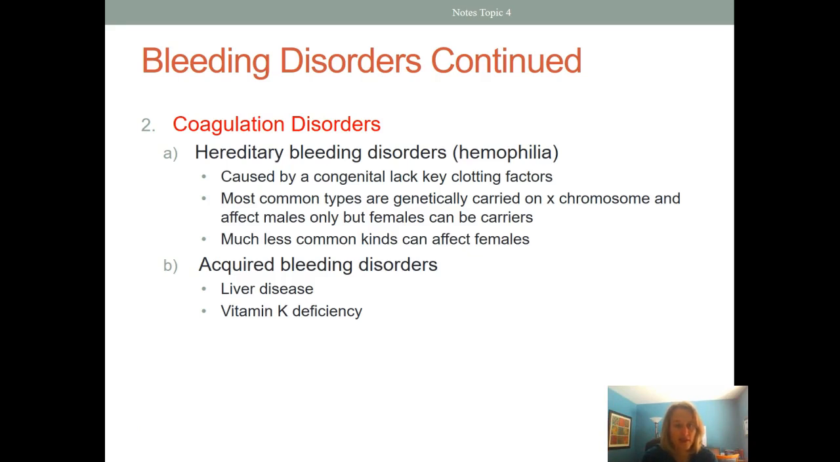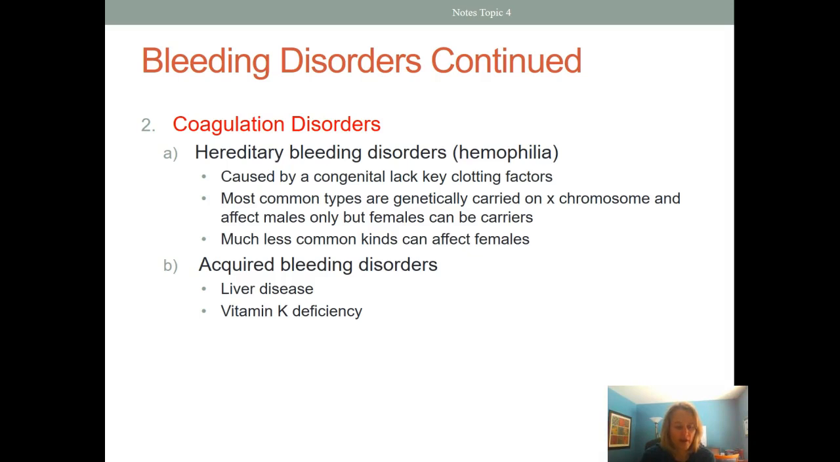These could be hereditary, in which case we call it hemophilia. And with hemophilia, we have a congenital lack of key clotting factors. Most common types are genetic and carried on the X chromosome, so they affect males only, but females can be carriers. But there are other kinds that also can affect females.